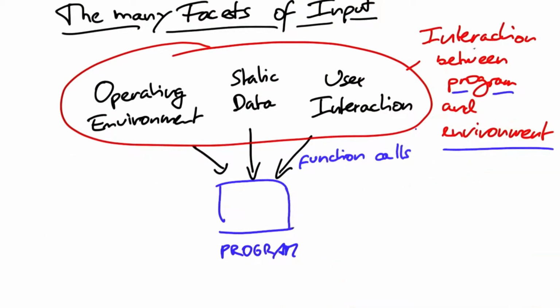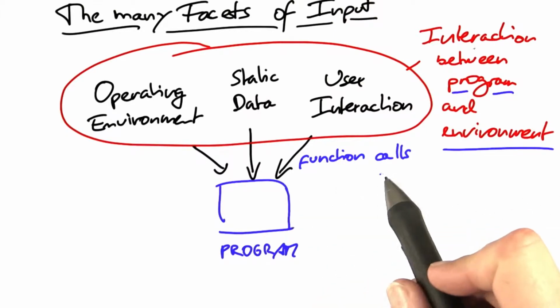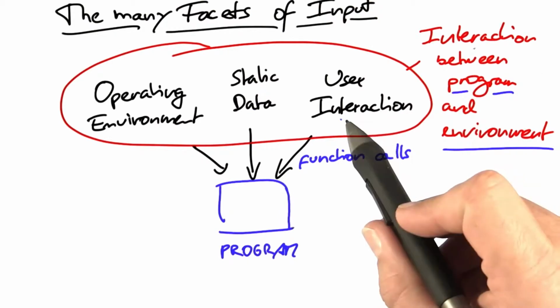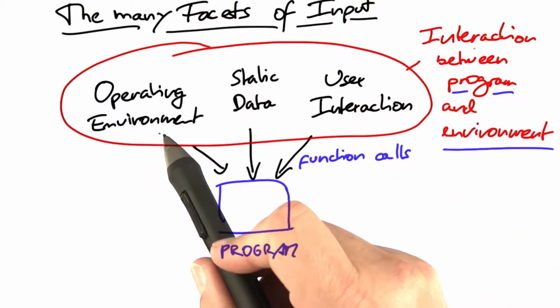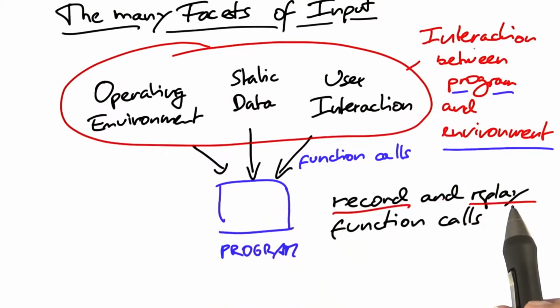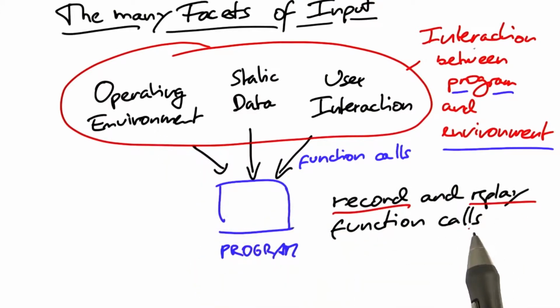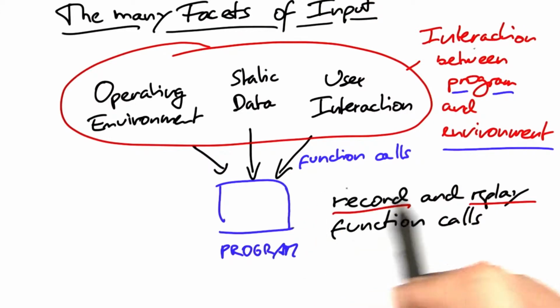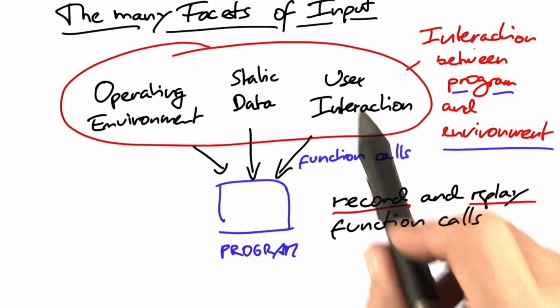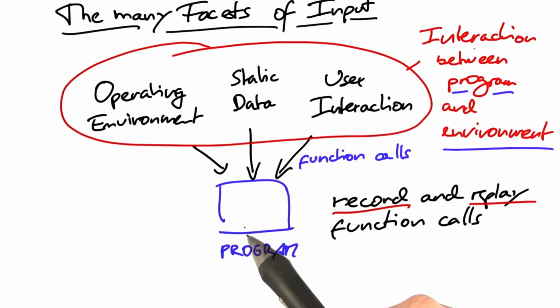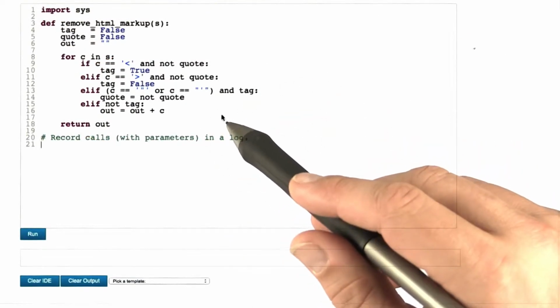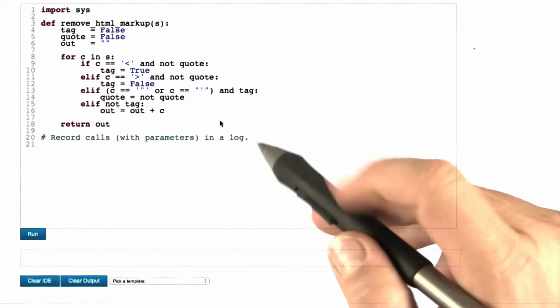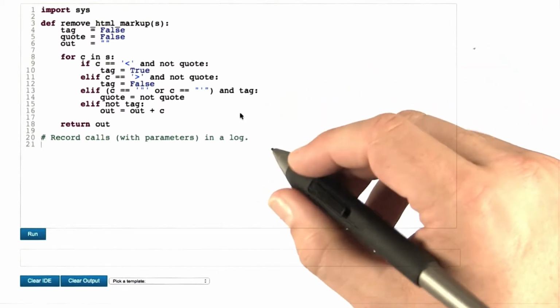A program interacts with its environment by means of function calls. We use function calls to access data, we use function calls to access user interaction, or generally anything that comes from the environment. So what we could do is record and replay function calls, and this way we would have a single mechanism to capture all sorts of interaction between the program and its environment. Our plan would be to record every function call with parameters in a log, and then later be able to replay it. Let's first do the recording.